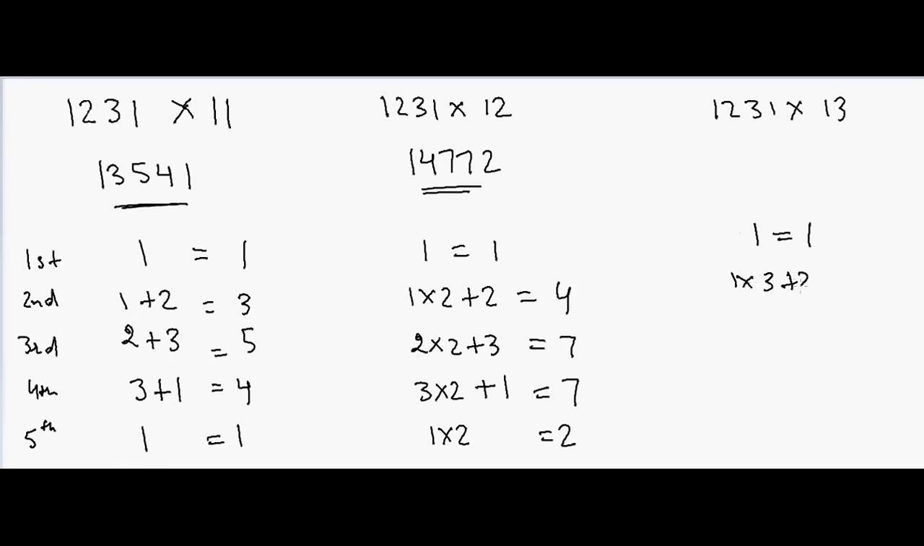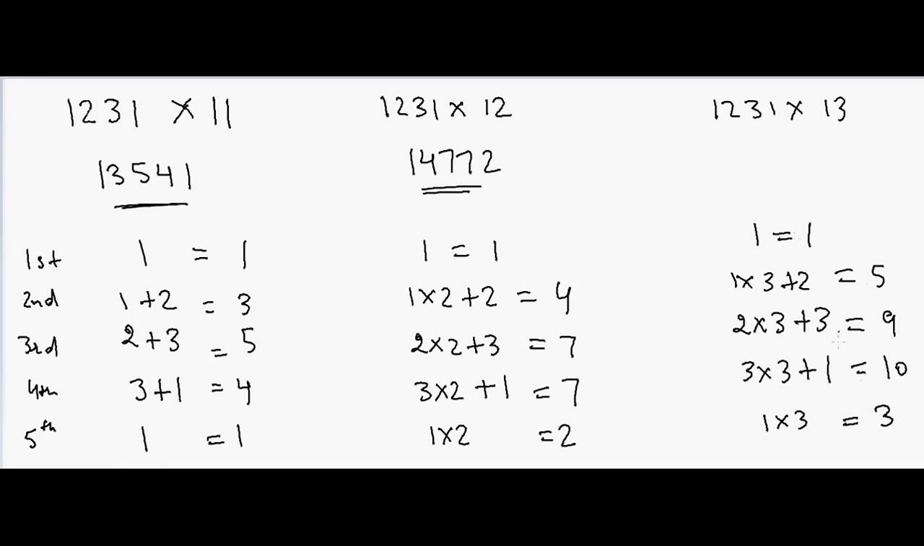into 3 plus 2 1, 2 into 3 plus 3, 3 into 3 plus 1, and 1 into 3. So that will give me 3 plus 2 is equal to 5. 3 into 2 is 6 plus 3, 9, and 3 into 3 is 9 plus 1, 10. So here we have 10 and here we will have 3.